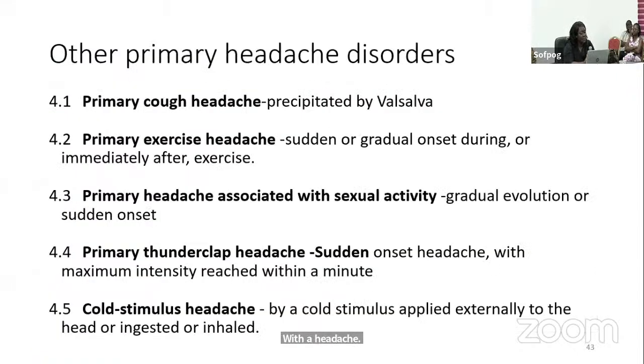Aside from these 3 common ones I've described, the migraine headaches, the tension-type headaches, and the trigeminal autonomic cephalgias, there are other primary headache disorders that as primary caregivers we should know about, and also try to differentiate from the other 3. So the ICHD groups them under section 4, where we have primary cough headaches, which is a headache that is brought about by Valsalva or cough reflex.